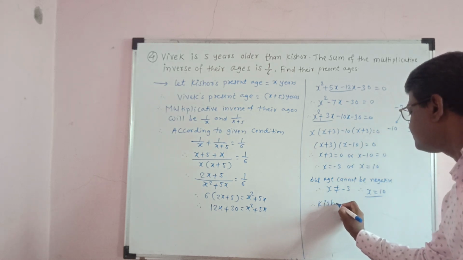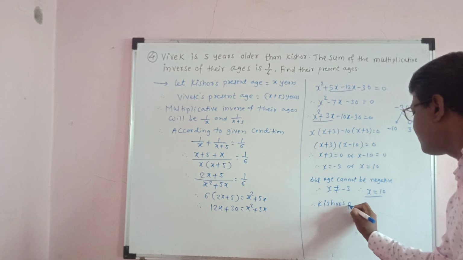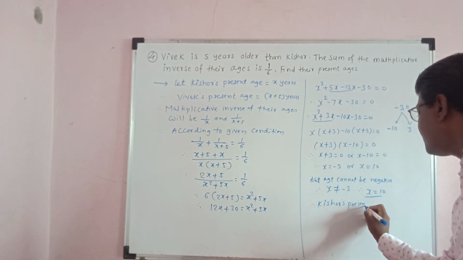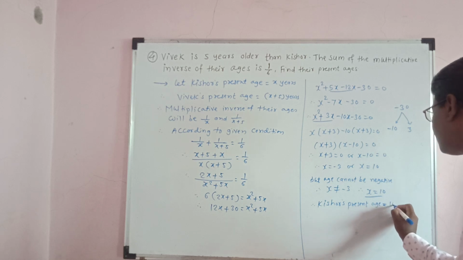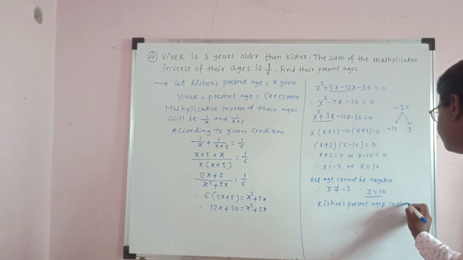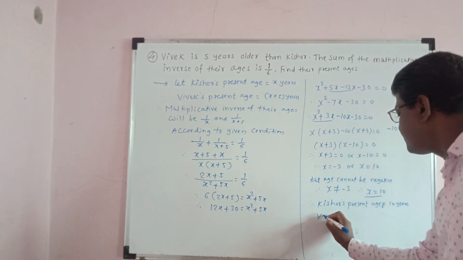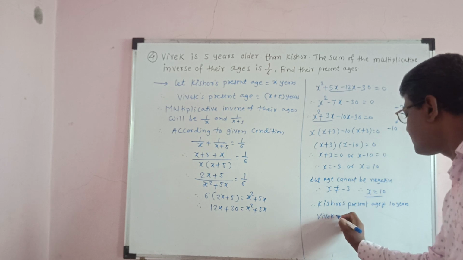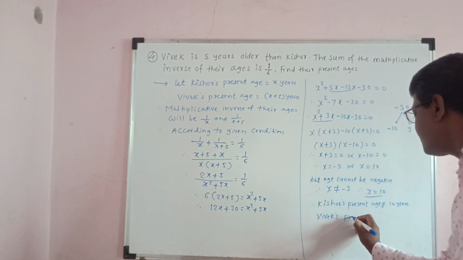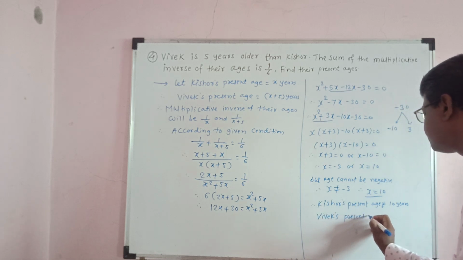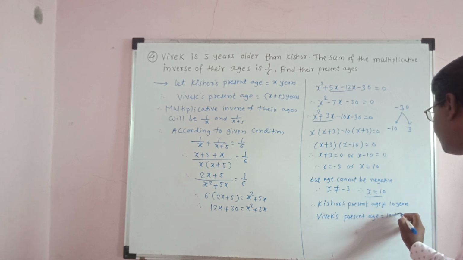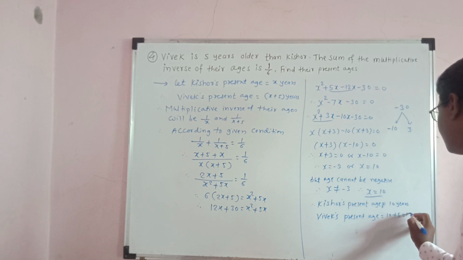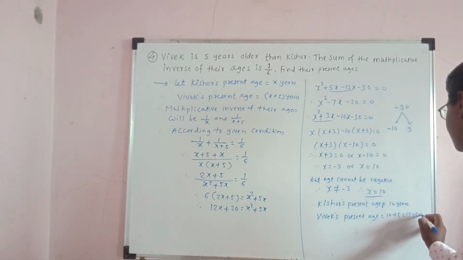Kishore's present age is equal to 10 years. Vivek's present age is equal to 10 plus 5 is equal to 15 years.